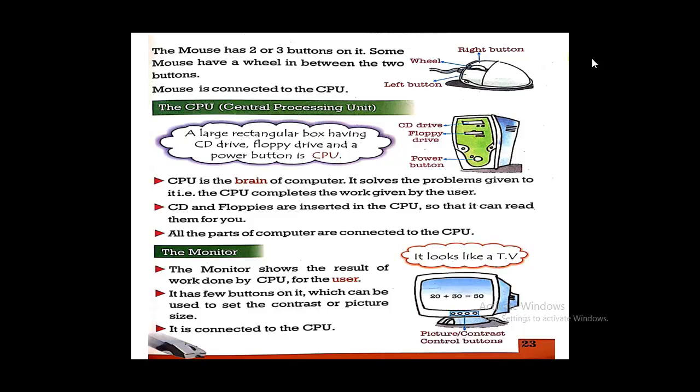This is known as a middle click also. So here the mouse has 2 or 3 buttons, maybe 2 buttons obviously, or it may have 3 buttons on it also.